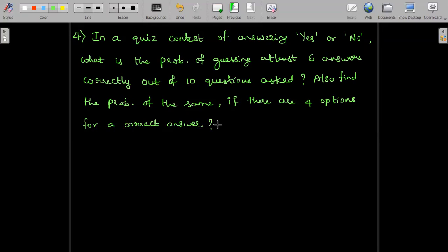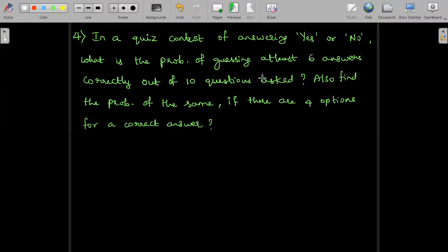So there are 2 parts of the problem to understand for us. Let us try to analyze the question first. So there is a quiz contest. The answer might be having only the options yes or no. Then what is the probability of getting at least 6 answers correctly out of 10 questions asked?